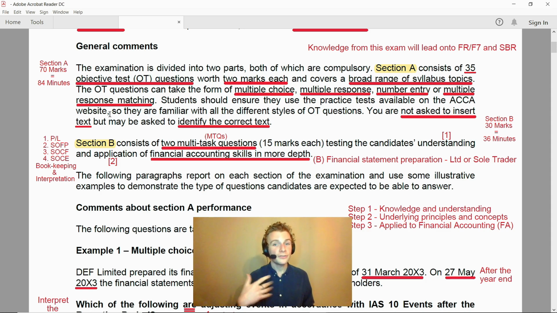So just to walk and talk you through, we've got two sections in this examination in the general comments to start us off. Section A is 70 marks, and that's broken down with 35 questions, all 2 marks each. And these are called OTQs, or objective test questions, as you can see on here. But the main thing to get down is a broad range of the syllabus topics.